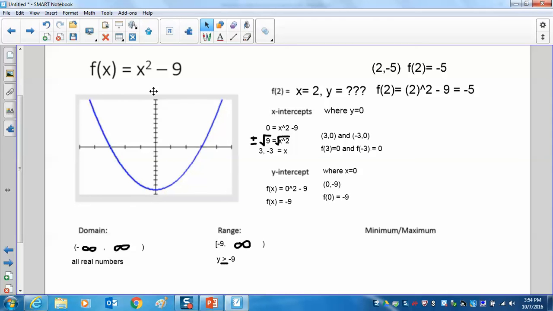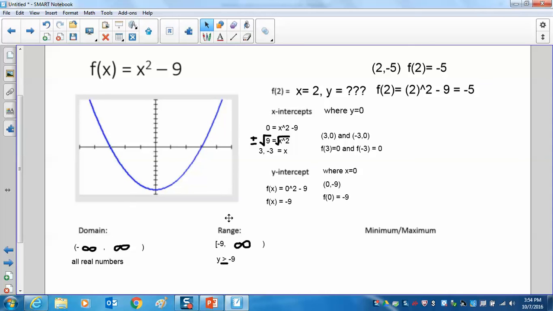Let's think about it. If we plug in a really big number into x, we're going to get a really big number. But if we plug in like -1,000,000 and square it, we're going to get a positive number. So when we square things, we're always going to get a positive number. The absolute smallest we could make x squared is 0, right? No matter what we plug in for x, it's always going to end up being positive after we square it. So the smallest y value we're ever going to get is -9.